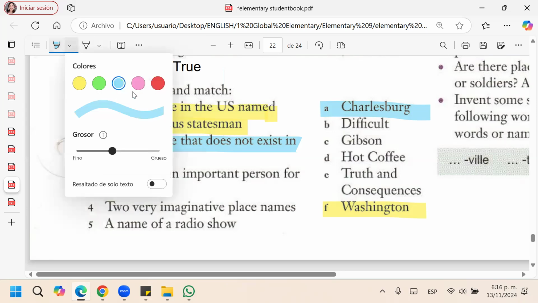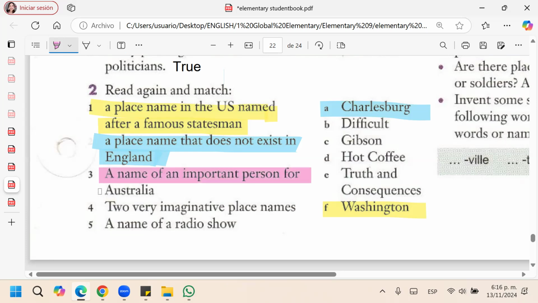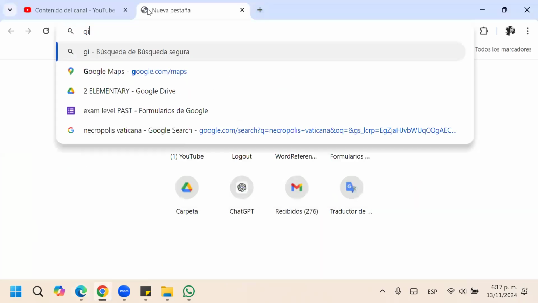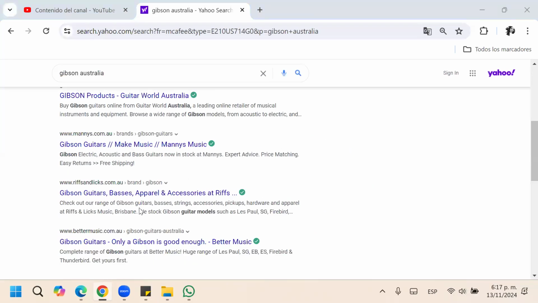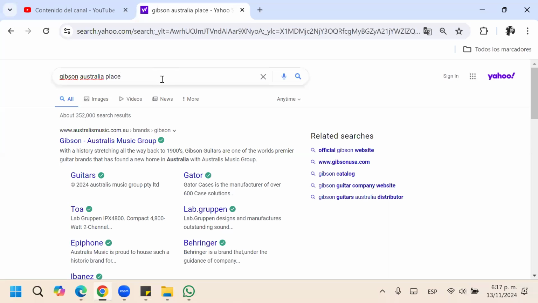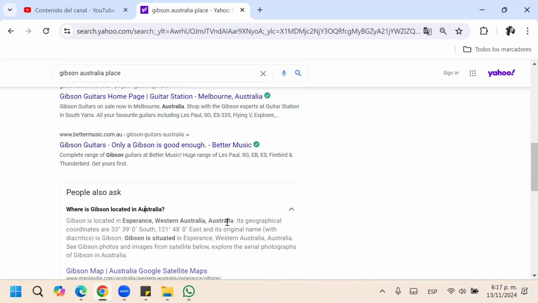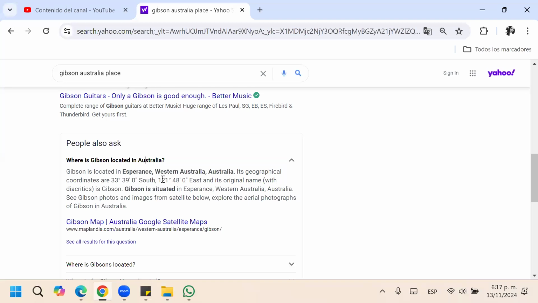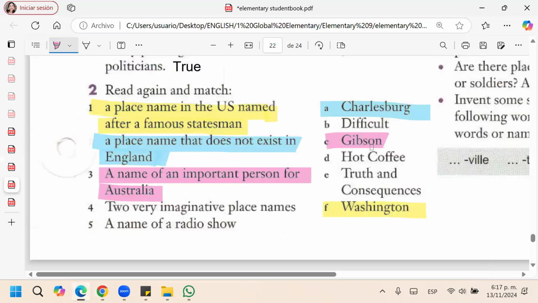Yeah, but let's go with the third. A name of an important person for Australia, and it's the name of a place also. Let me show you. Gibson, Australia. Where is Gibson? Gibson is located in Esperance, Western Australia. Gibson is a place in Australia. In Australia, they use names of people. Gibson is one example of it.